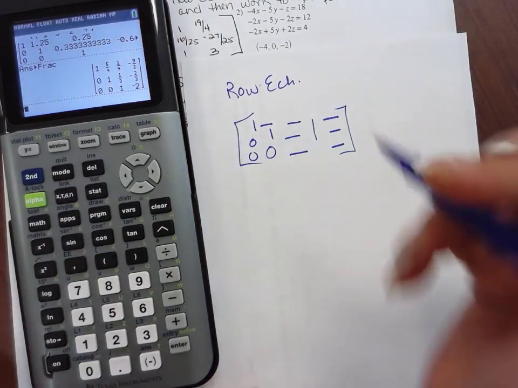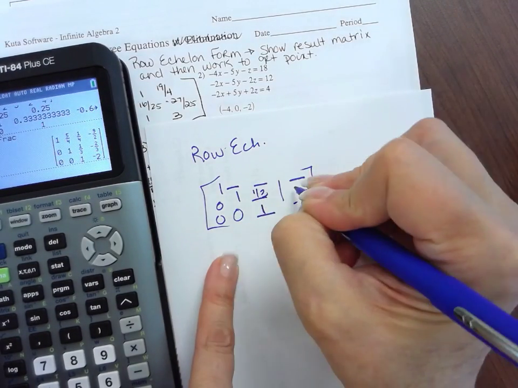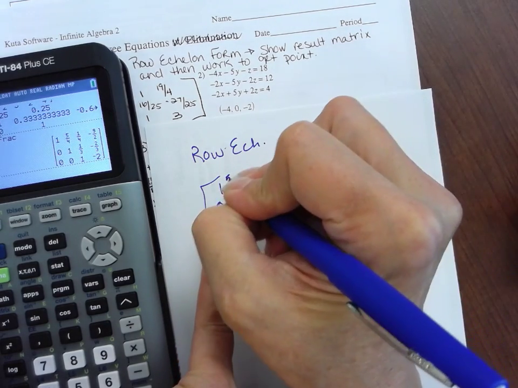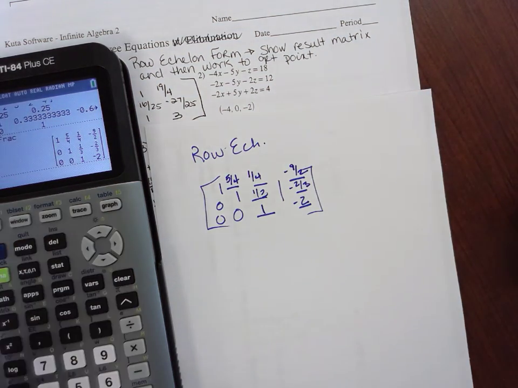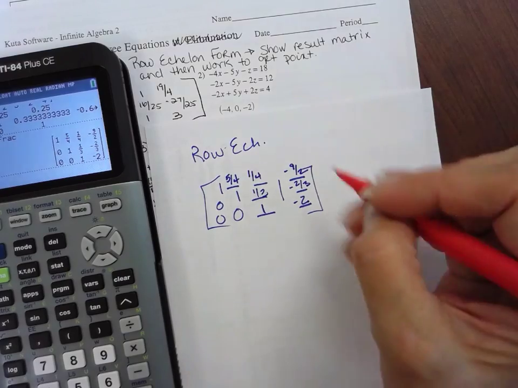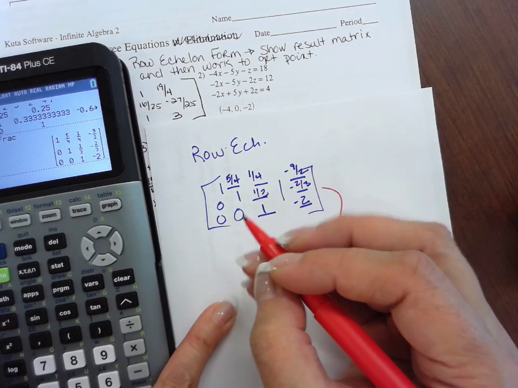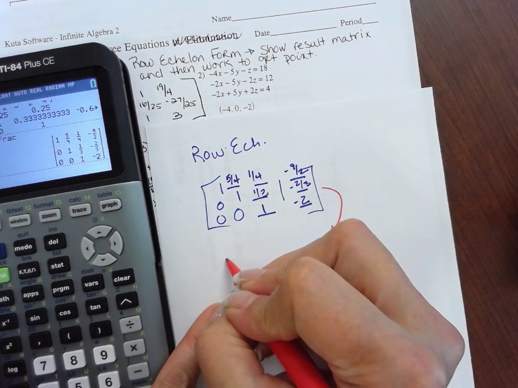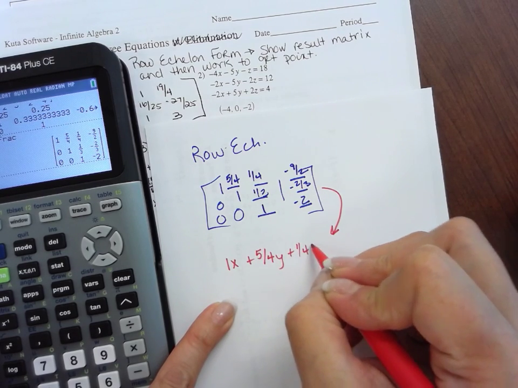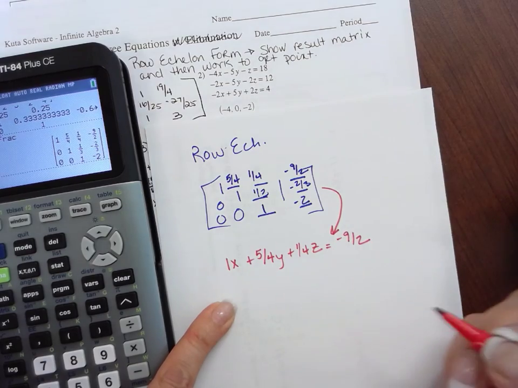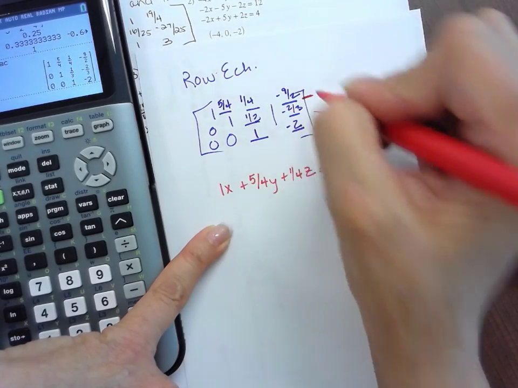Yes? Okay, so that means that 1, -2, 1/3, -2/3, 5/4, 1/4, and -9/2. Okay? Which, if I put it back into a system of equations, means I would have 1x plus 5/4y plus 1/4z is equal to -9/2. Do you agree with that part? Everybody with me?